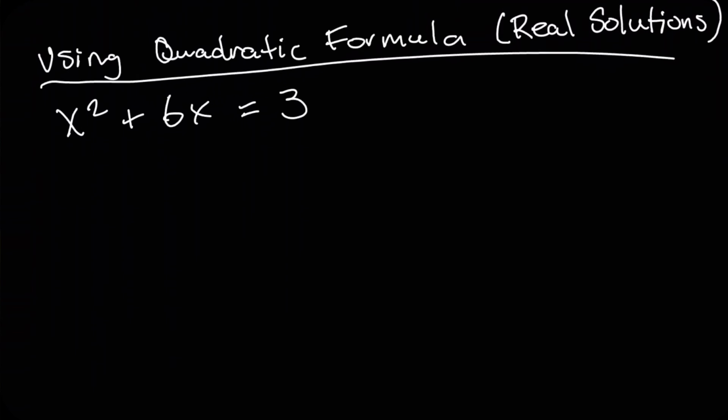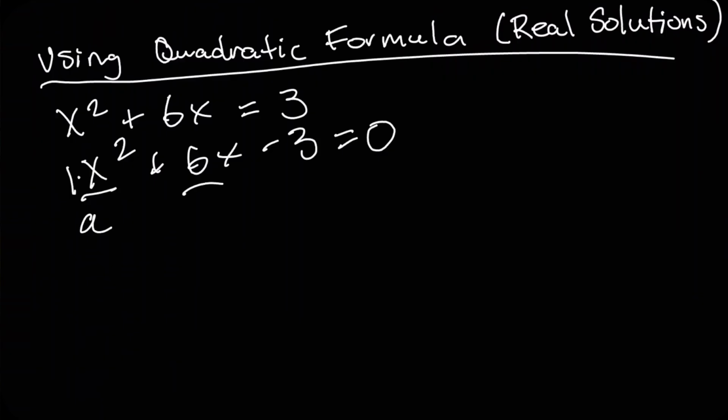So let's use our quadratic formula when we have real solutions. So we have x squared plus 6x is equal to 3. It does help to get all of your terms on one side, so let's just do that real quick. And this is essentially 1 times x squared for our a, and then 6 will be b, and then -3 will be c.